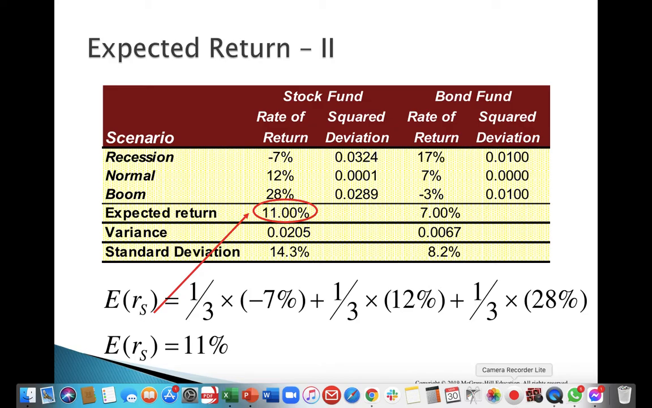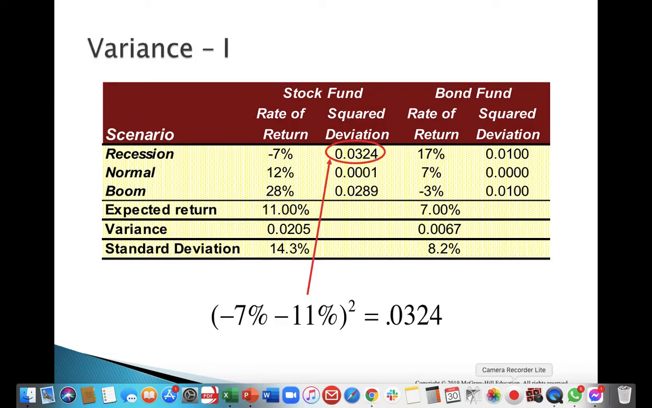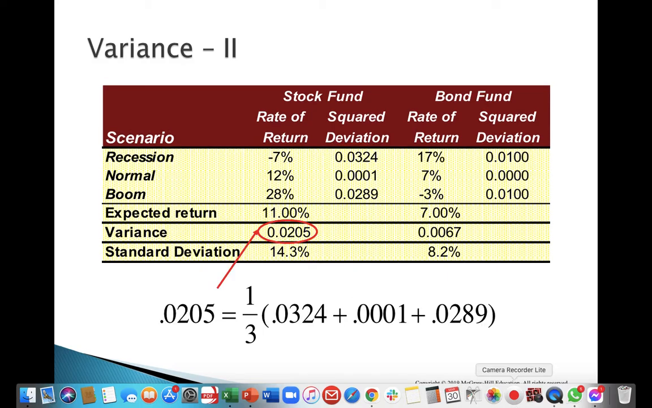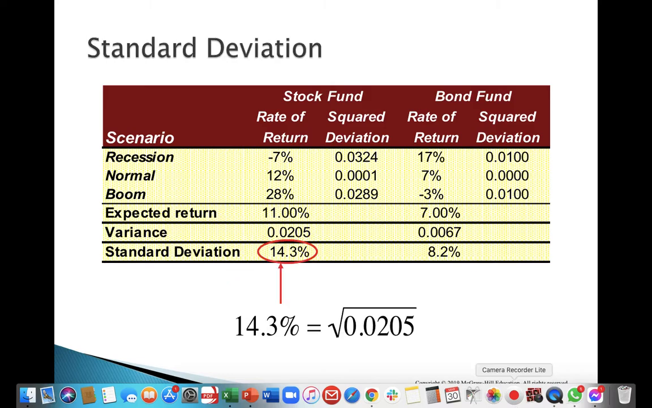12 minus 11 is equal to 1. Square of that is equal to 0.0001. 28 minus 11 is equal to 17%. Square of that will be 0.0289. Once you do that, add all these things, divided by 3 will give you the variance. Once you get the variance, square root of that will give you the standard deviation.